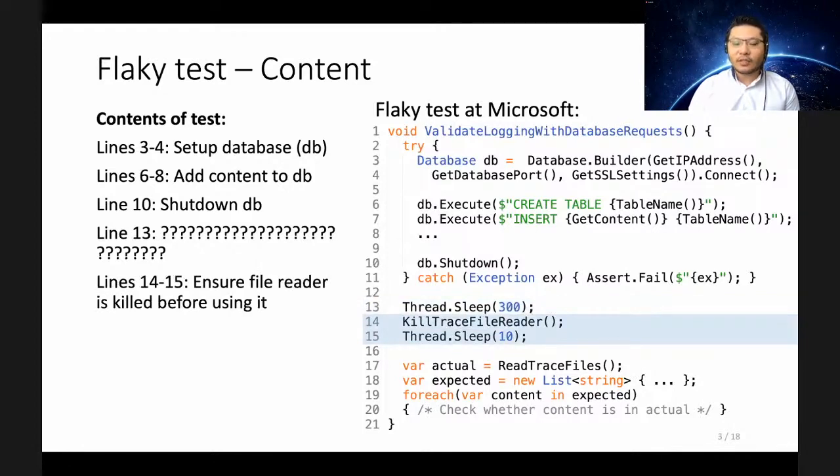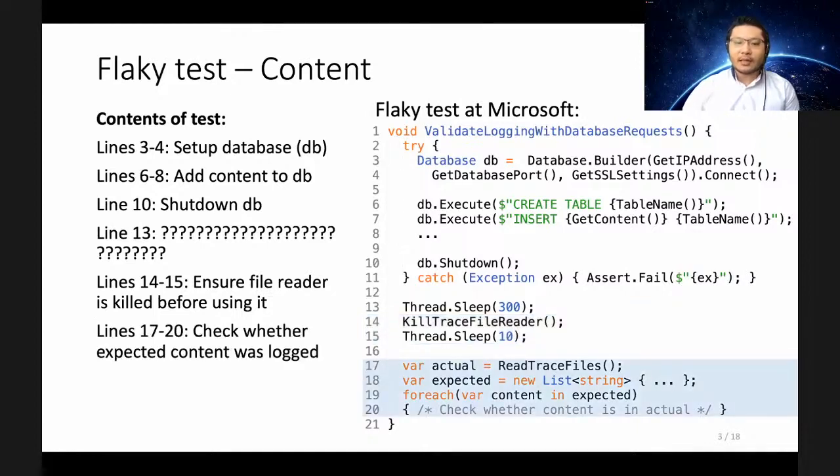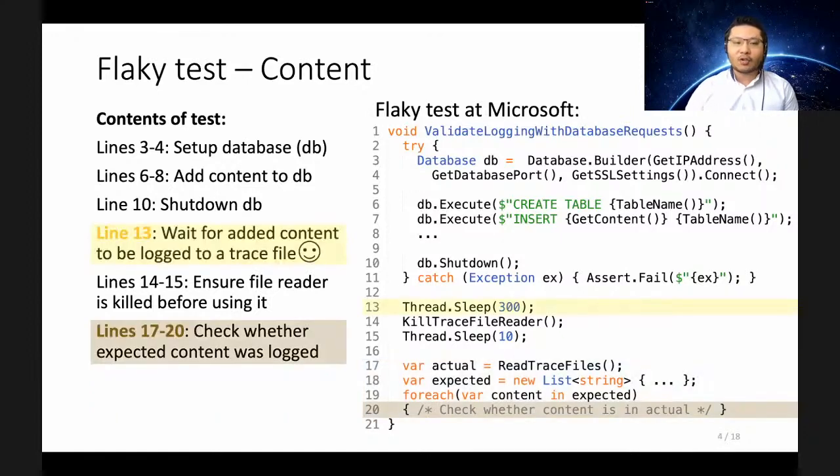At lines 14 to 15, we see that we're ensuring some file reader is killed before we start using it. And then at lines 17 to 20, we use the file reader and check whether or not some expected content was logged into some file. Still, at this point of the code, it's unclear why the expected content is missing sometimes. And it turns out it's very much related to line 13.